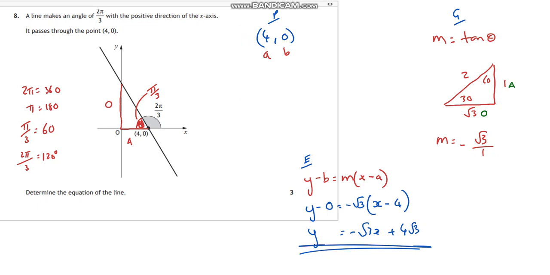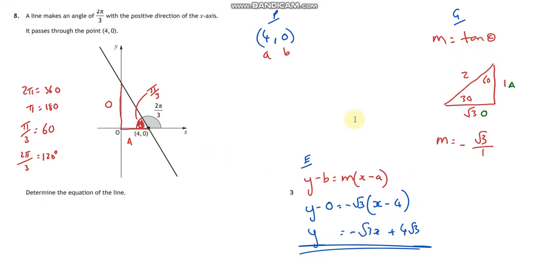So let's have a look at the marking scheme, see what we're getting. You're getting 2 marks actually for this bit, because you're getting a mark for understanding about m equals tan of the angle, and then a mark for actually working out the angle, and then your final mark for substituting it into this equation. So 2 marks for this bit.